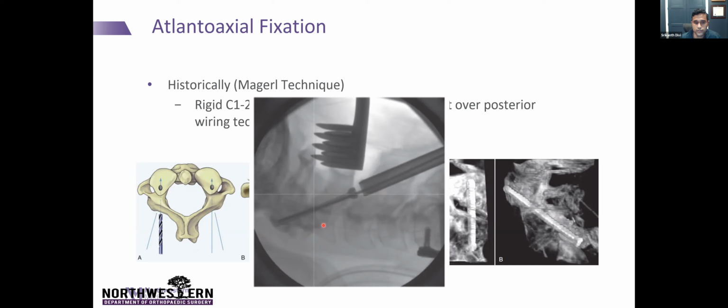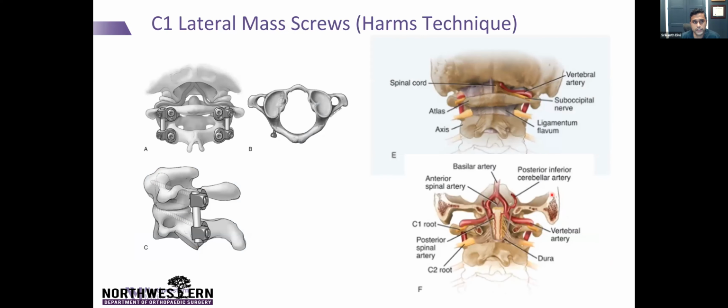Also, in cases of, let's say, inflammatory arthritis or trauma, or for whatever reason with a lot of instability, the relationship between C1 and C2 at the facet is not normal or is pretty displaced. Then you need some sort of reduction before you can even safely place the screw, and you might have trouble with that. So the next evolution in technique has been C1 lateral mass screws. C1's a funny bone.